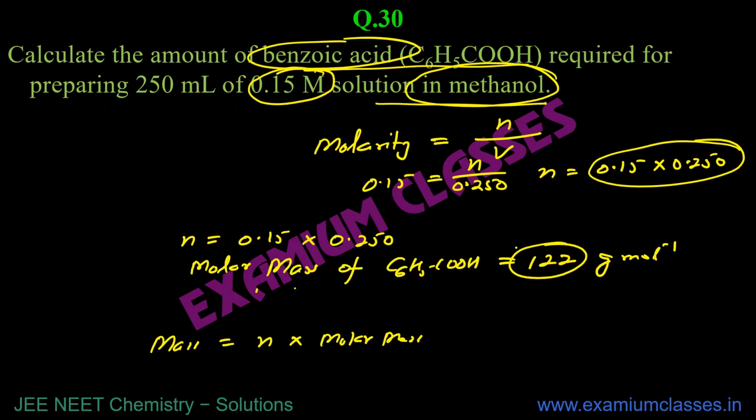The only point where students make mistakes, and that's why I asked again and again which one is the solute and which one is the solvent, is that they multiply with the molar mass of methanol because they think methanol is the solute. I got a few answers saying methanol is solute in the chat window. Yes, Samad, Pranav Sharma, correct. So when you multiply, in this case you will get the answer as 4.575 gram.